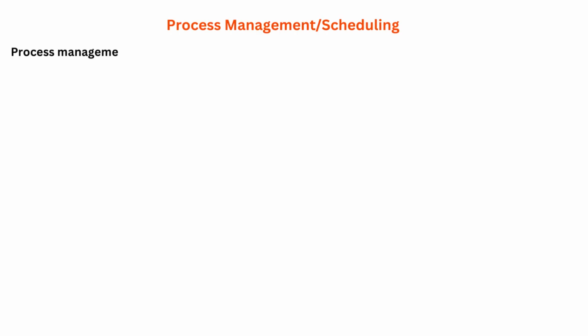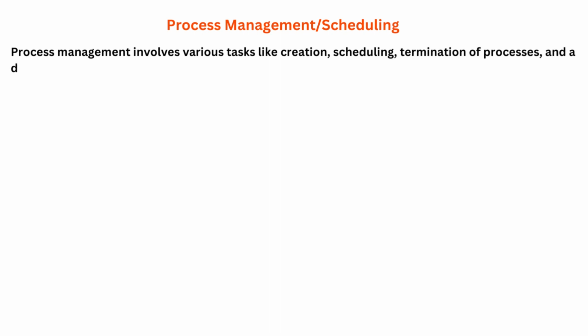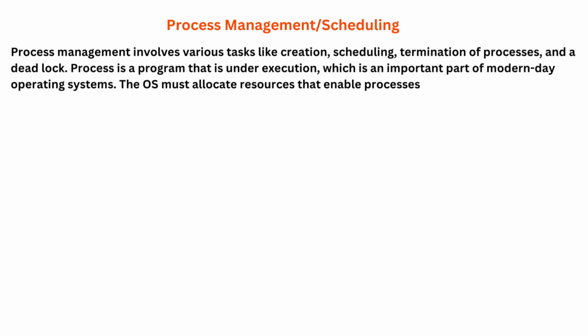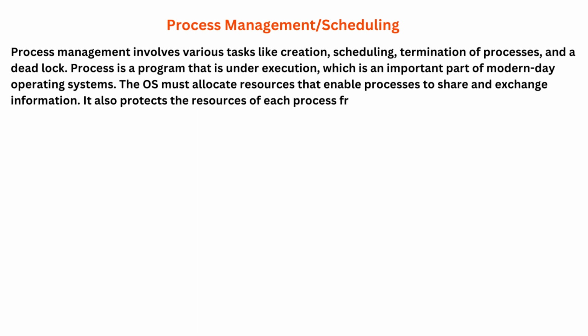Process management, scheduling. Process management involves various tasks like creation, scheduling, termination of processes, and deadlock. A process is a program that is under execution, which is an important part of modern-day operating systems. The OS must allocate resources that enable processes to share and exchange information. It also protects the resources of each process from other processes and allows synchronization among processes.